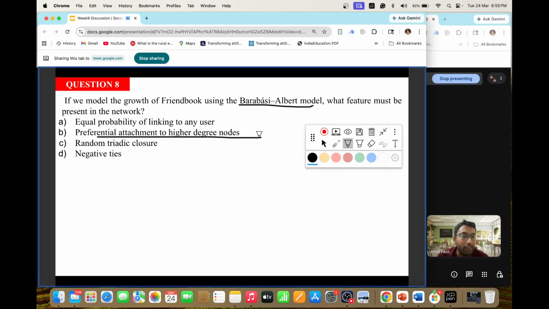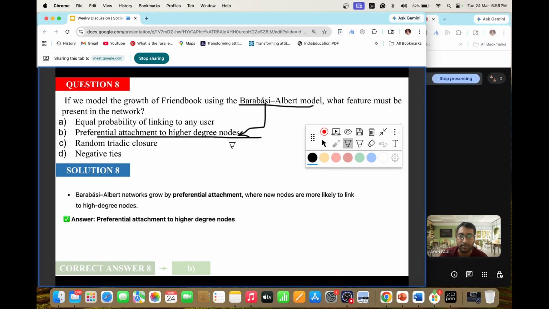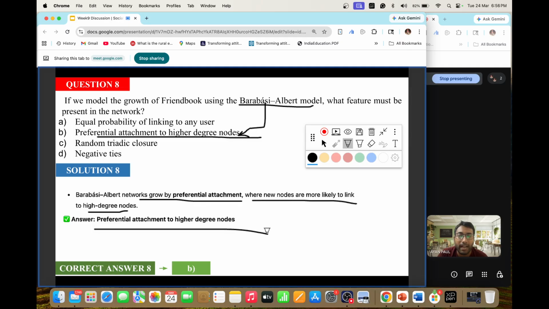Okay, and if you have the ER model, random attachment, then there will be equal probability of linking to any user. But it is a BA model, so option B is the correct answer. If it is an ER model, then equal probability of linking to any user, so option A would be correct. But as it is a BA model, option B is the correct answer. In a BA network, preferential attachment means new nodes are more likely to link to higher degree nodes. Option B is the correct answer.